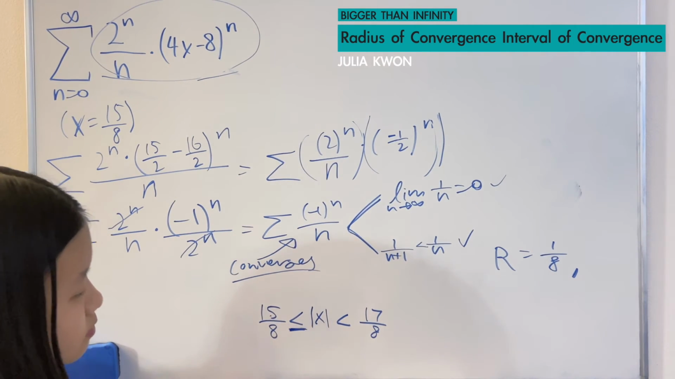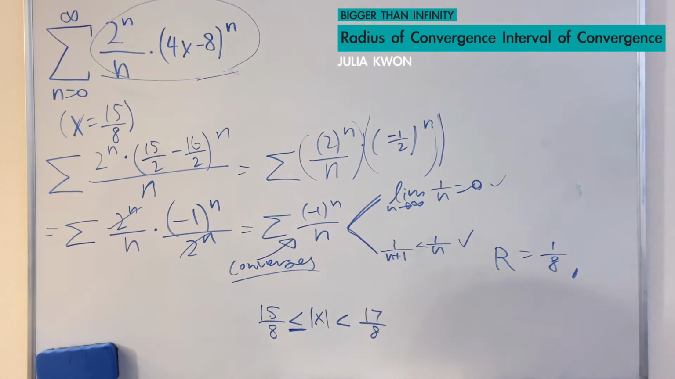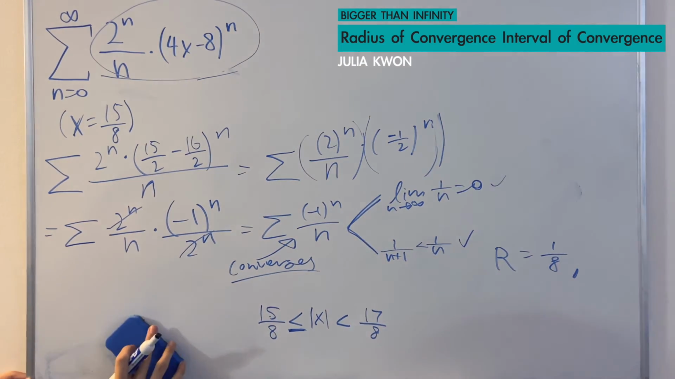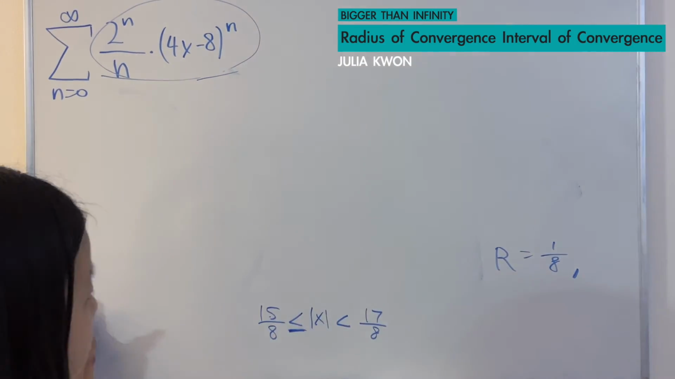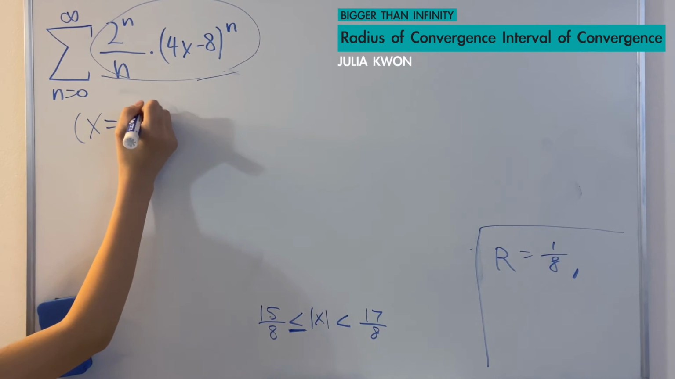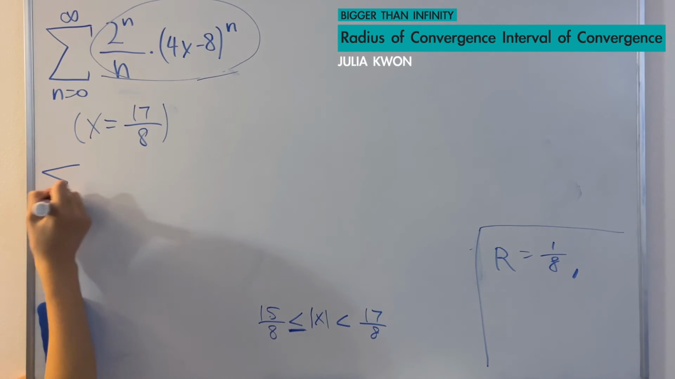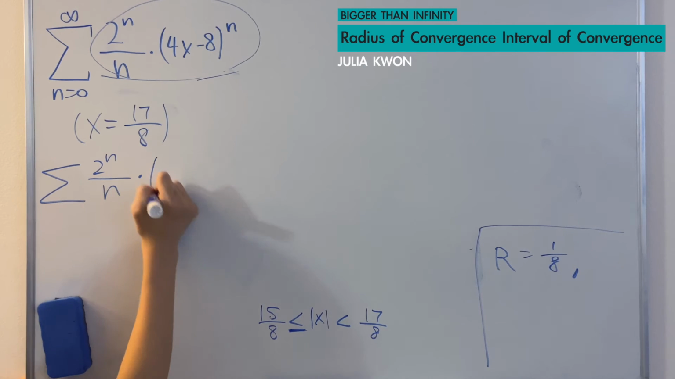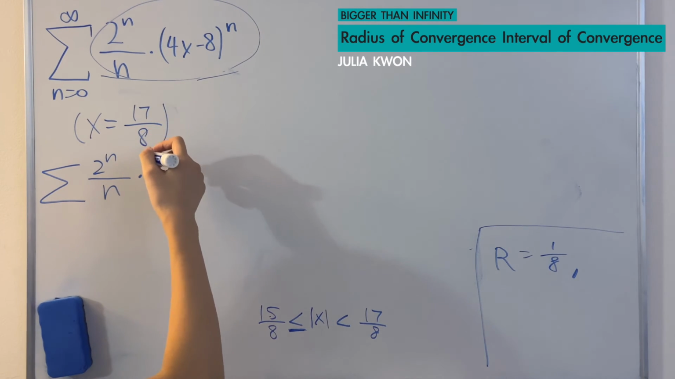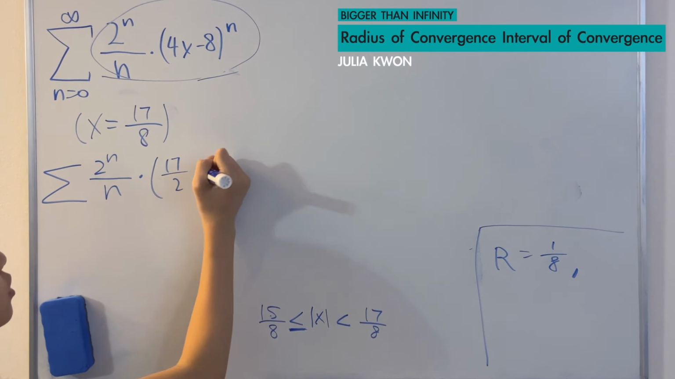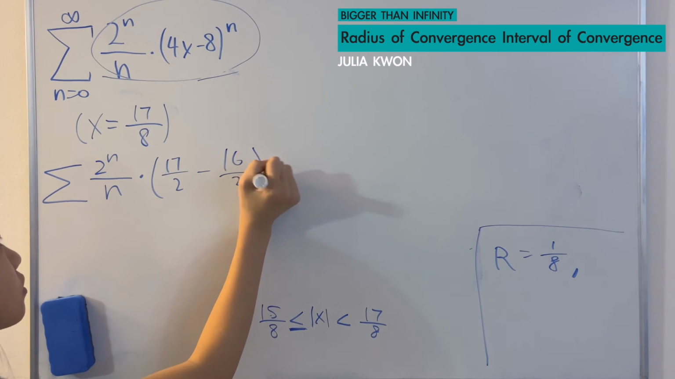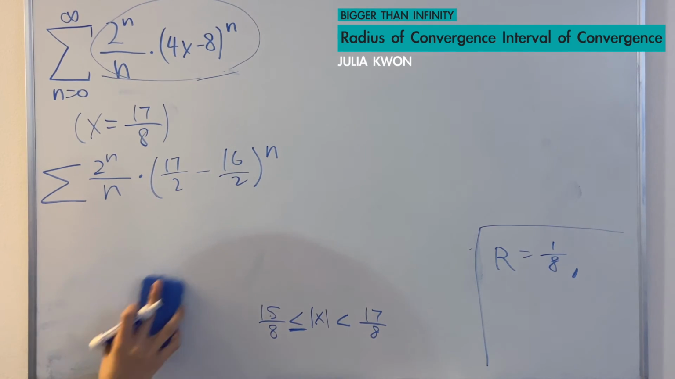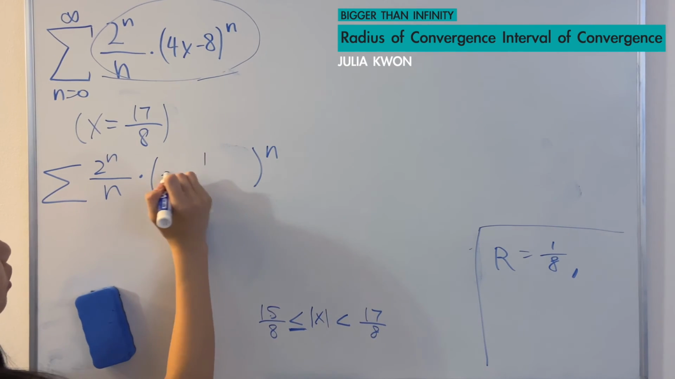Now that we know that the series converges at x equal to 15 divided by 8, we can add this line. And now let's find out if the series converges or diverges at x equal to 17 over 8. So at x equal to 17 over 8, we'll have the series 2 to the power of n divided by n times 17 over 8 times 4 is 17 divided by 2, minus 16 over 2, to the power of n. Calculate this and we just have 1 over 2.